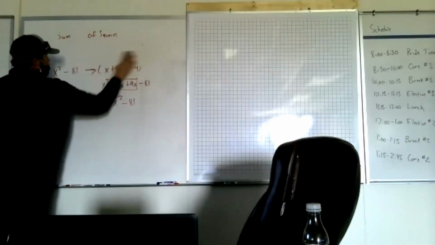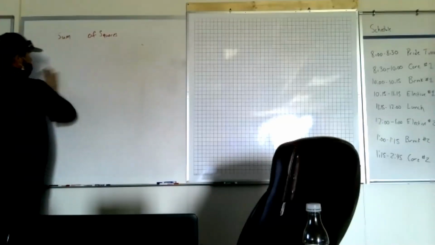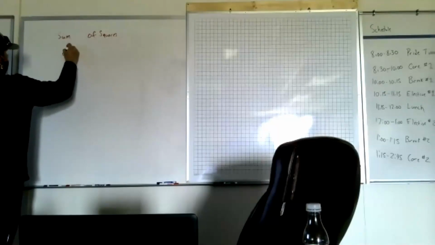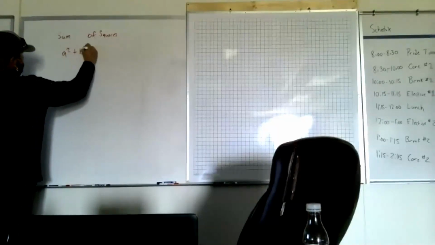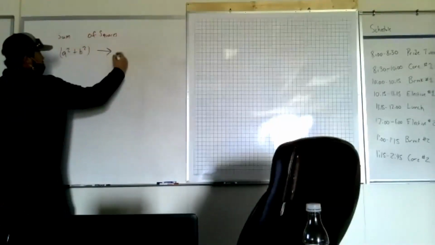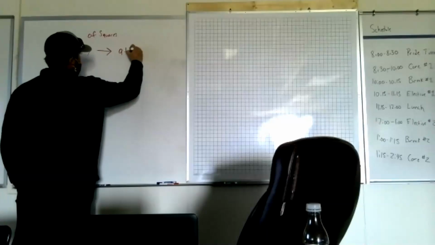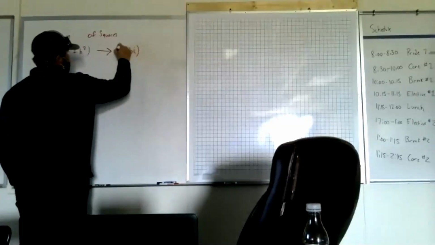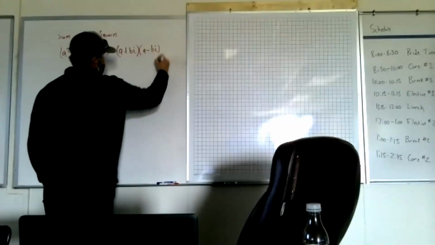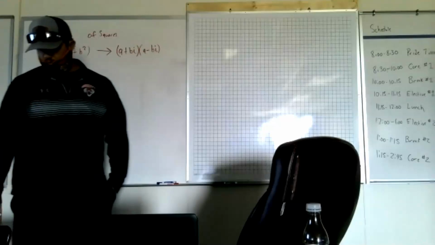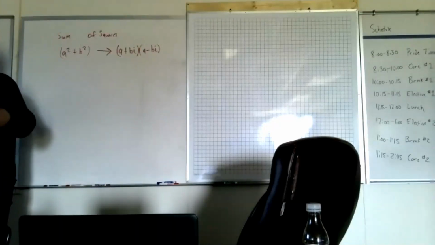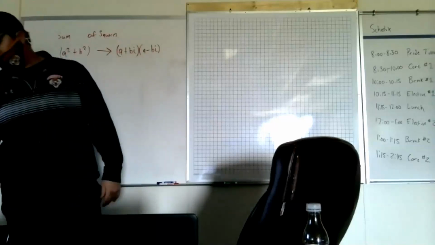Okay, instead of having a subtraction sign in the middle, we have an addition sign. So the sum of squares states that a squared plus b squared is what's given to you. The factored form is going to turn into a plus bi times a minus bi. Okay, and that's because once you solve this, we'd be left with imaginary numbers.